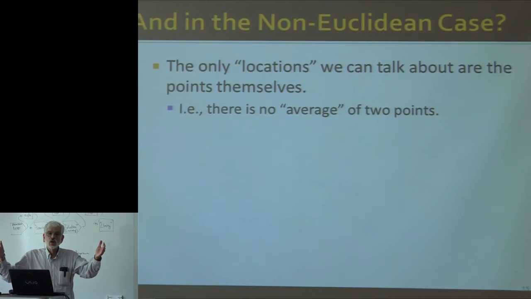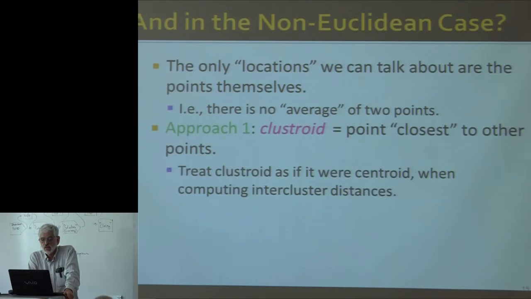If I take 2 genetic sequences, there's no notion of their average, the way there is if I take 2 points in, say, a 10-dimensional space. There is an obvious notion of average. So one thing you can do is represent a cluster in a non-Euclidean space by what's called the clustroid.